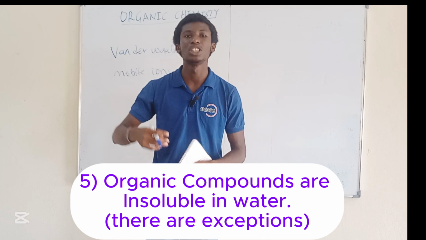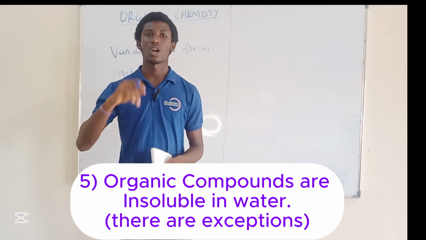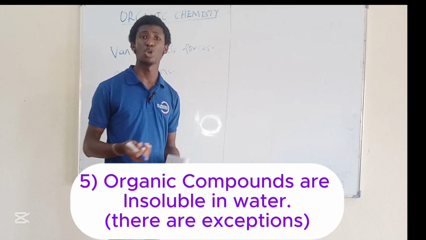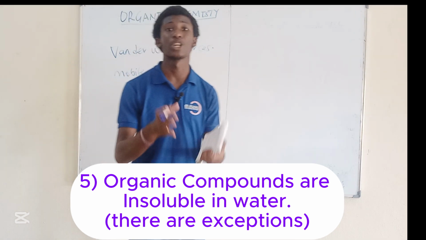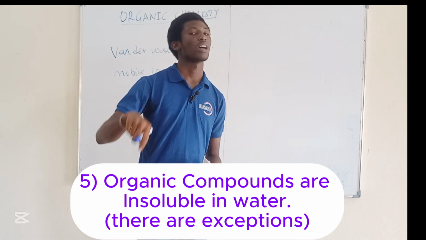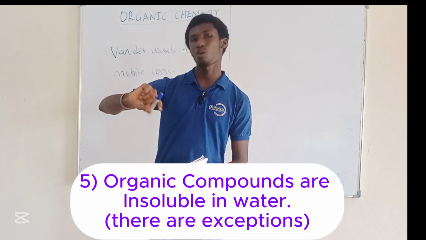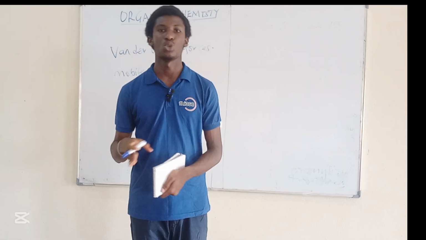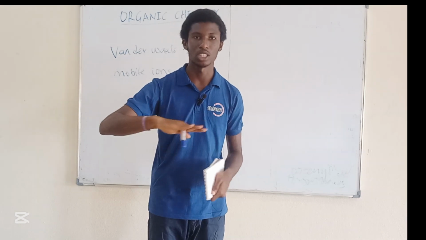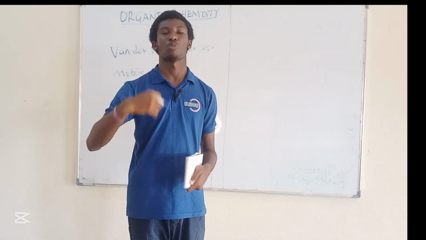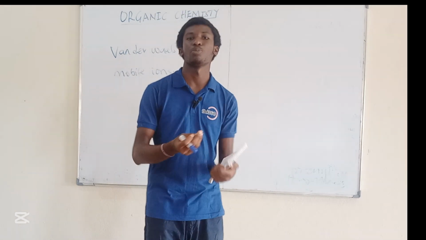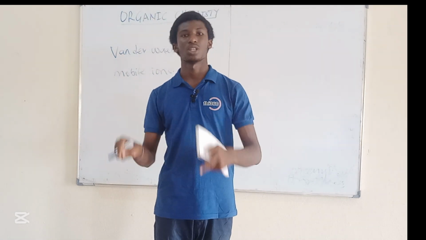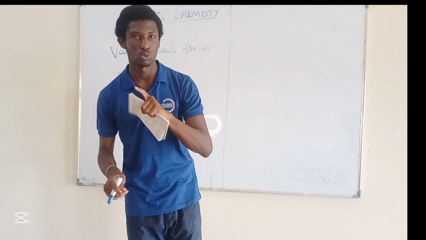The fifth one is organic compounds are insoluble in water. That means they do not dissolve in water. For example, your palm oil, your kerosene, whenever you pour palm oil, to be specific, inside water, you see that it does not dissolve. It's always at the top floating. So that's your palm oil telling you that it's a product of what? Organic compound. So that means it is insoluble in water.